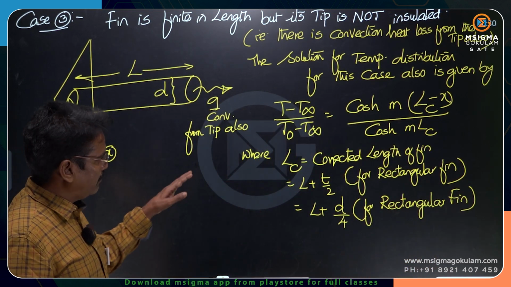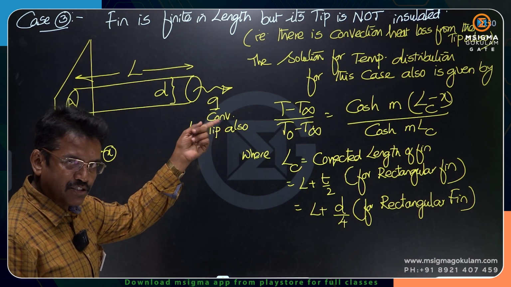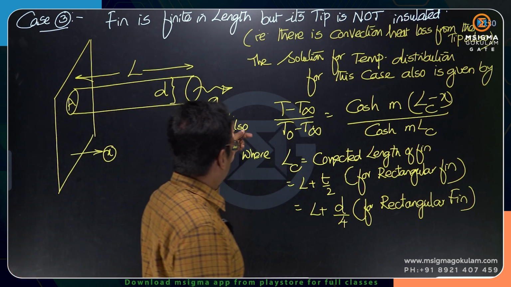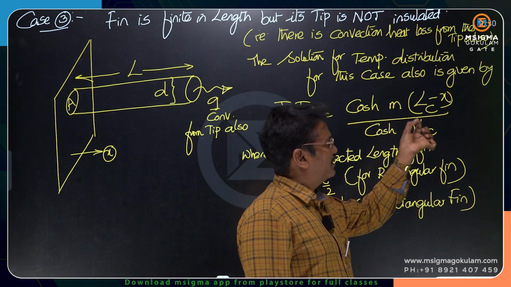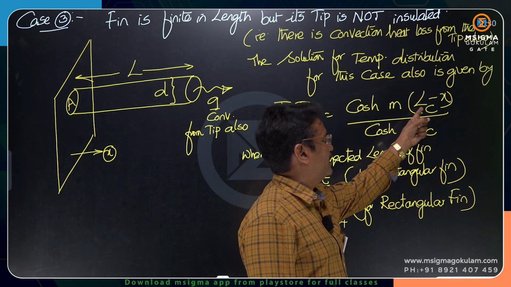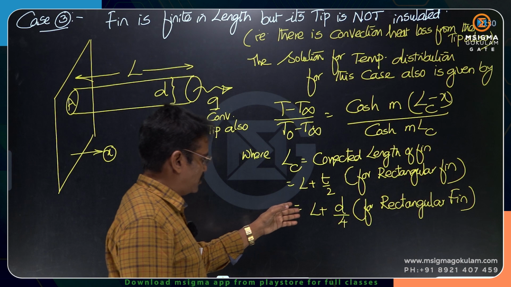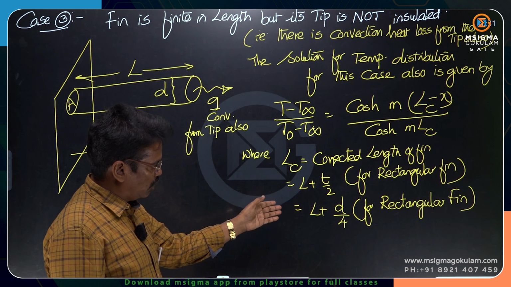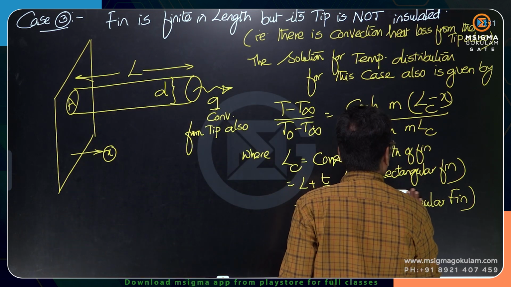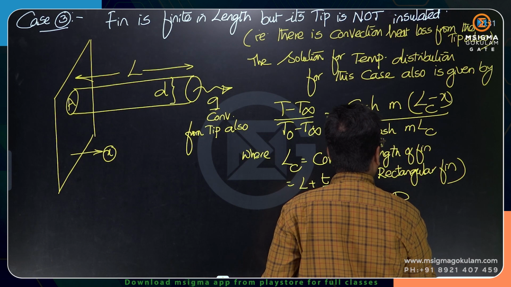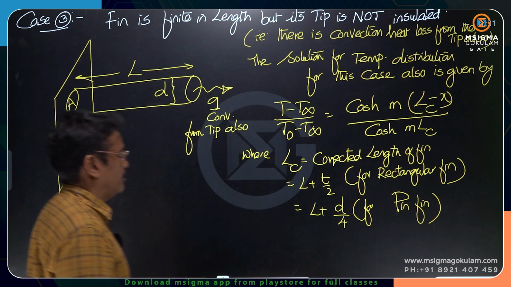Please note that whatever formula we have put up for case 2, we can write the same formula for case 3 also. What is case 3? There is a Q convection from the tip also, but the same formula with a slight correction in the length. Instead of L in the case 2 formula, we have to write LC. What is LC? LC is equal to L plus T by 2 for rectangular fin. LC is equal to L plus D by 4 for pin fin. Pin fin means circular cross section.